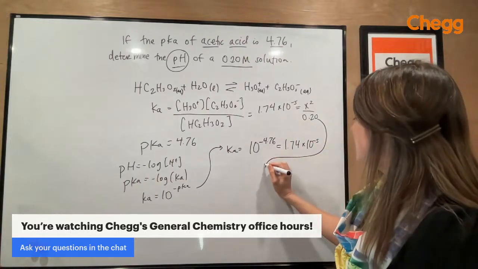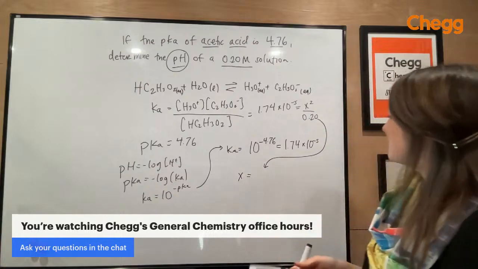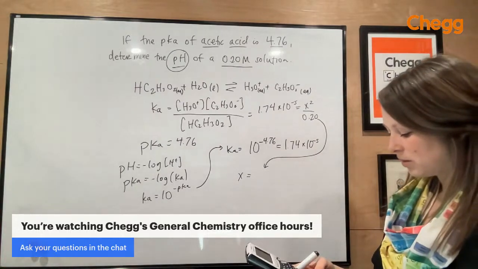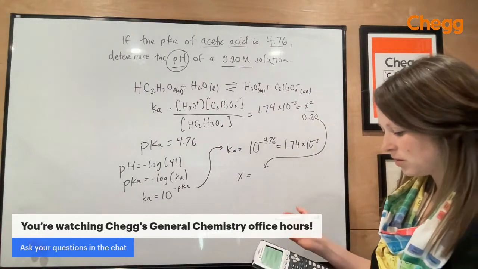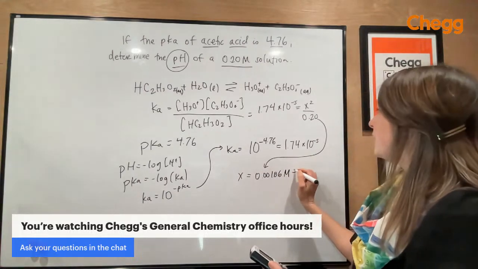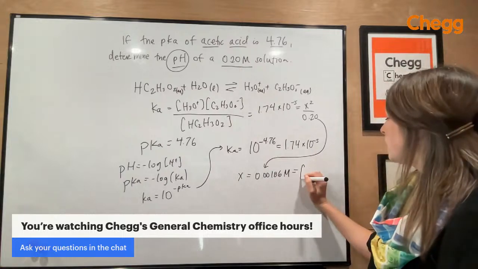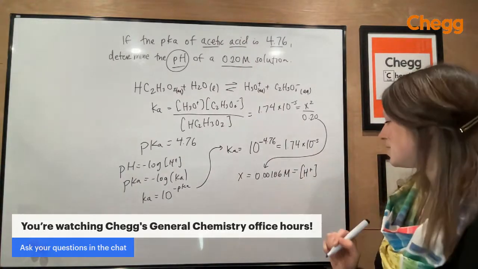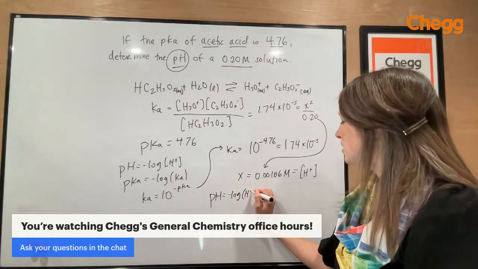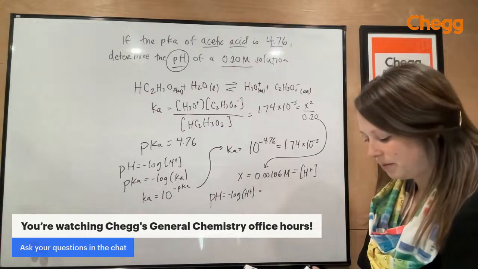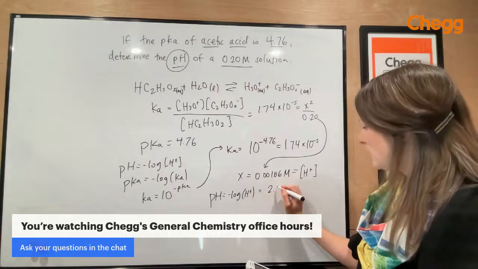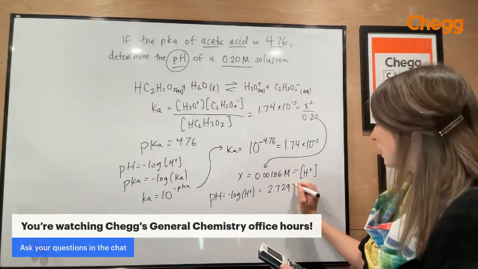I'm going to scoot that down here. So x would be equal to 0.00186 molar. Again, x is going to be equal to that H3O plus, which we can also write as H plus. And now I know my pH is the negative log of H plus. So I just plug that in. So my pH in this case would be 2.7295.